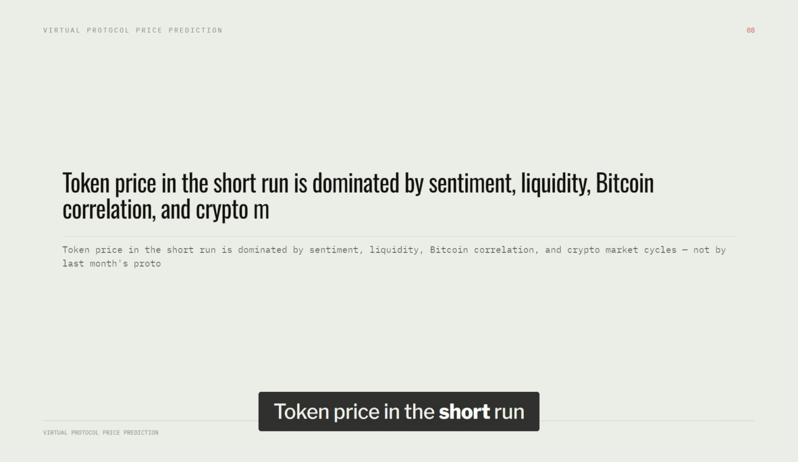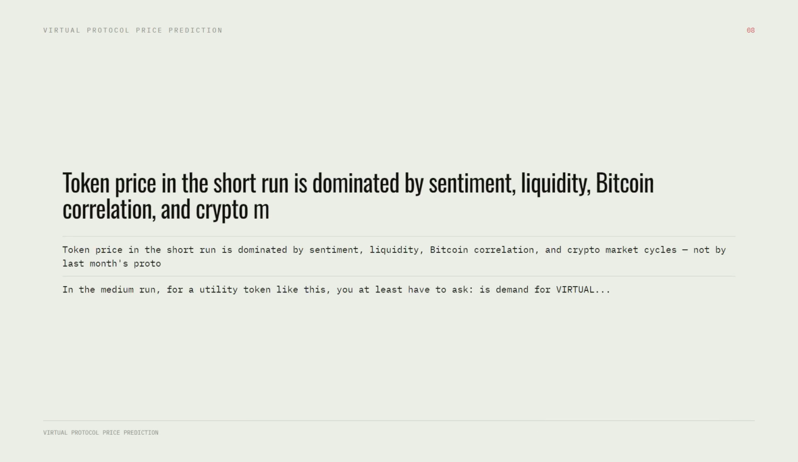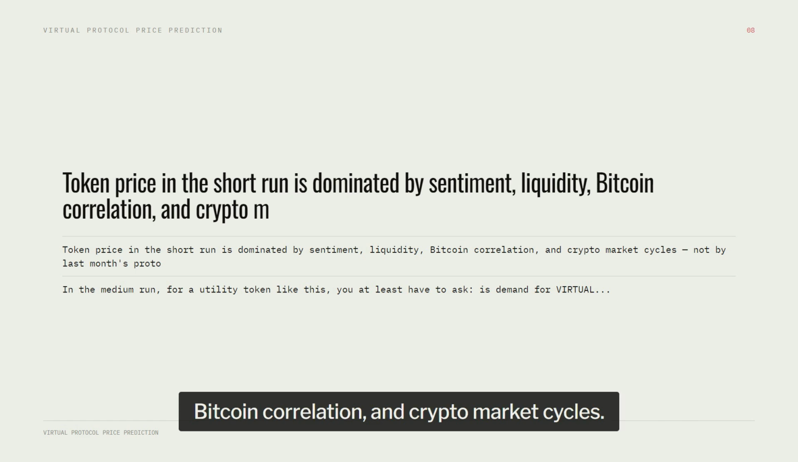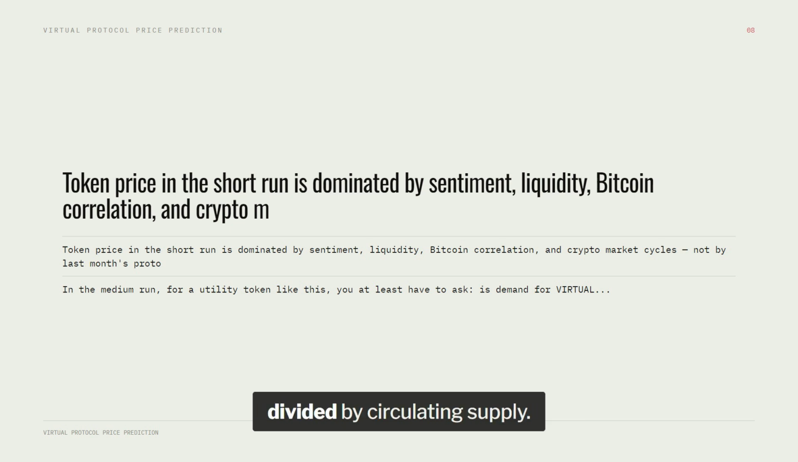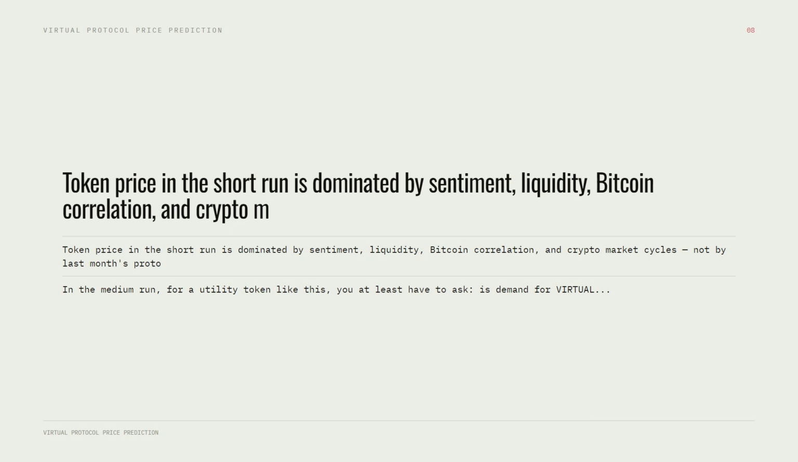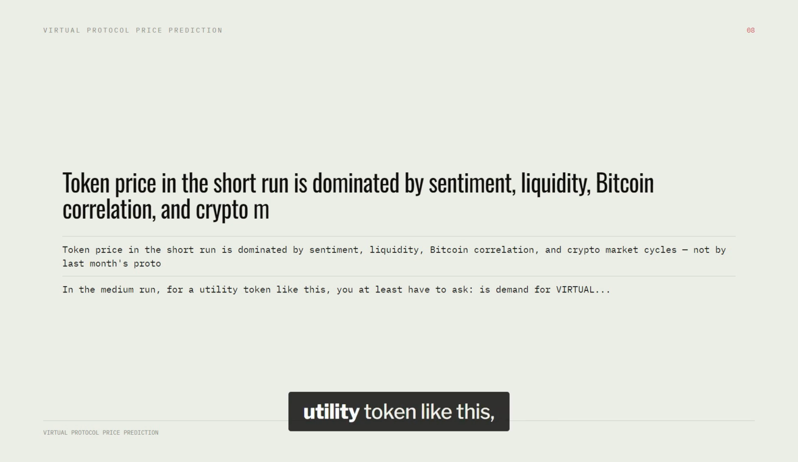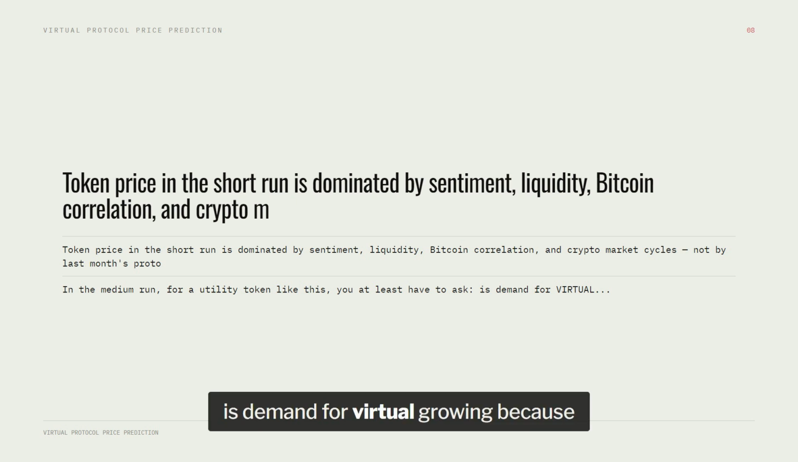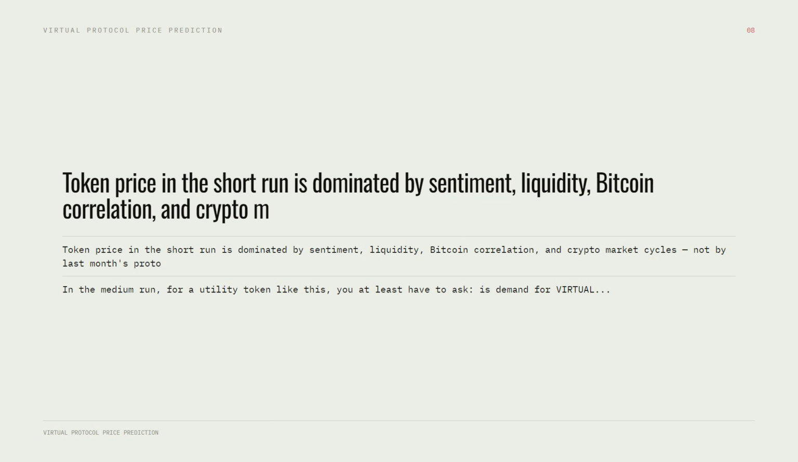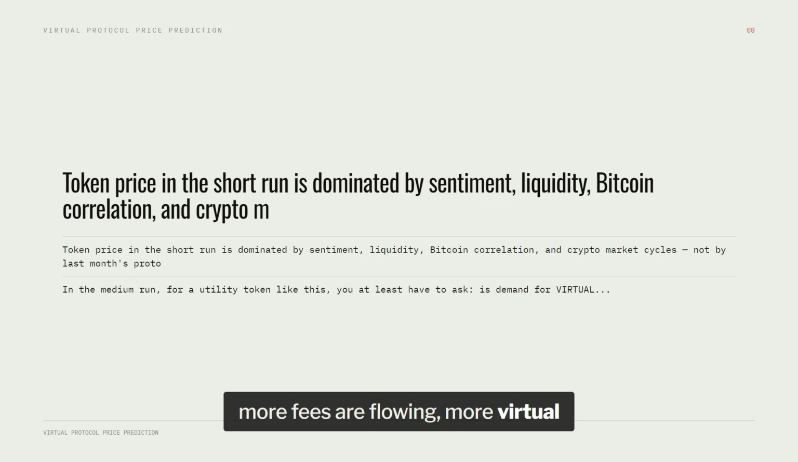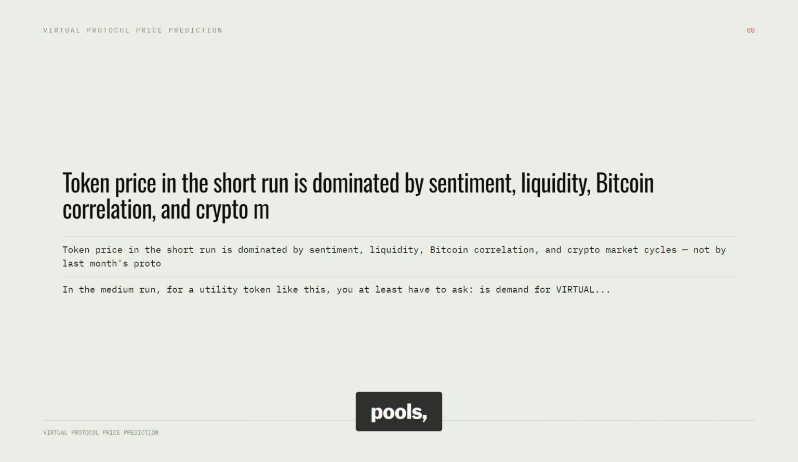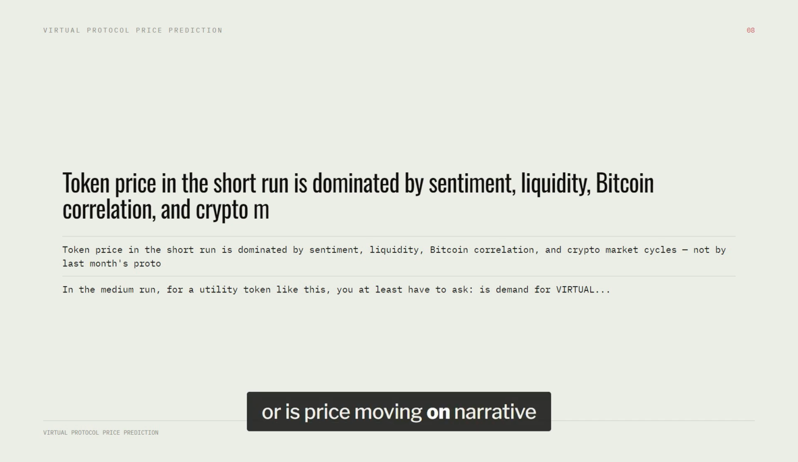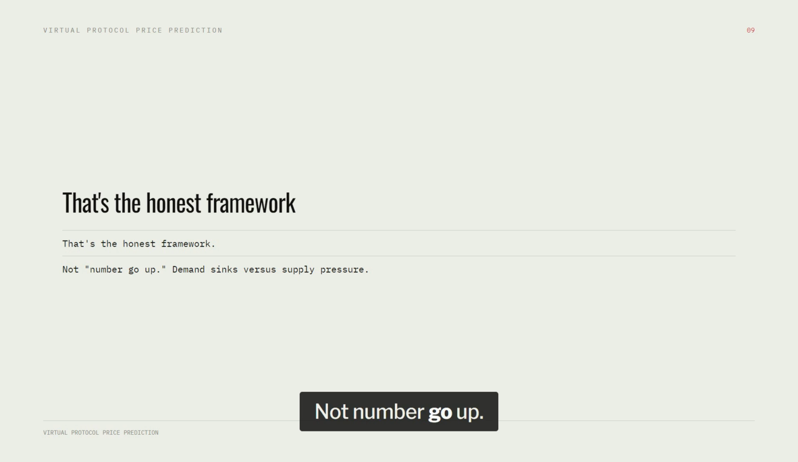Token price in the short run is dominated by sentiment, liquidity, Bitcoin correlation, and crypto market cycles, not by last month's protocol revenue divided by circulating supply. In the medium run, for a utility token like this, you at least have to ask, is demand for Virtual growing because more agents are launching, more fees are flowing, more Virtual is being locked in curves and pools? Or is price moving on narrative while usage flatlines? That's the honest framework, not number go up.